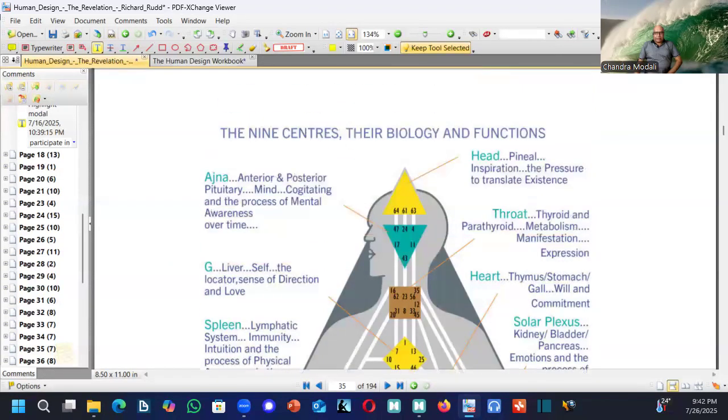See, look at the organs associated. The head is the organ Liver. Here, the pineal, the inspiration, the pressure to translate existence. This is the function. Agya chakra is the anterior and posterior pituitary, the mind, the cogitating, and the process of mental awareness over time. Throat chakra, throat and parathyroid, metabolism, manifestation, and expression. G, the liver, the self, the locator, sense of direction and love.